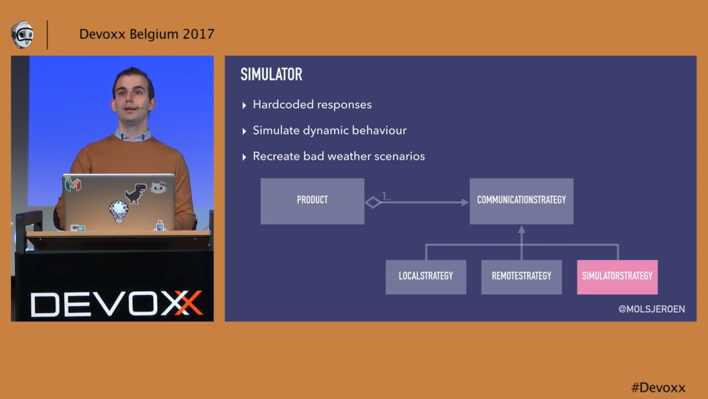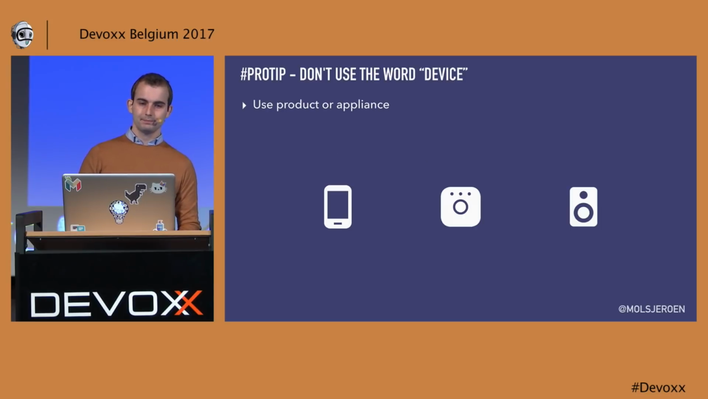You can simulate bad weather scenarios. Or, my personal favorite, you can simulate dynamic behavior, which is super cool, because then every time you would ask the strategy, like, hey, what's the color of my lights? You just always return a different color. So then you can actually see all of the gradients in your app, how they change based on what color the light has. And then you can easily test your animations and so on. It makes it a lot easier to debug a lot of scenarios.